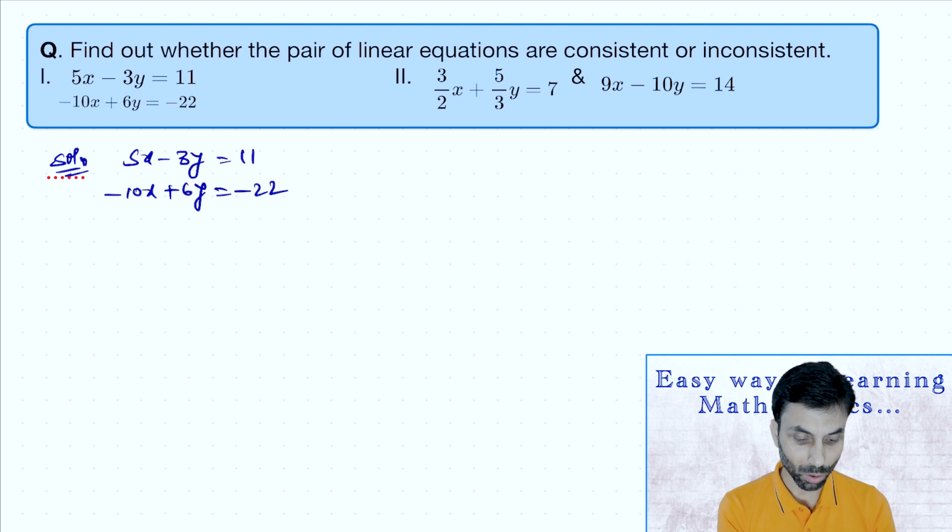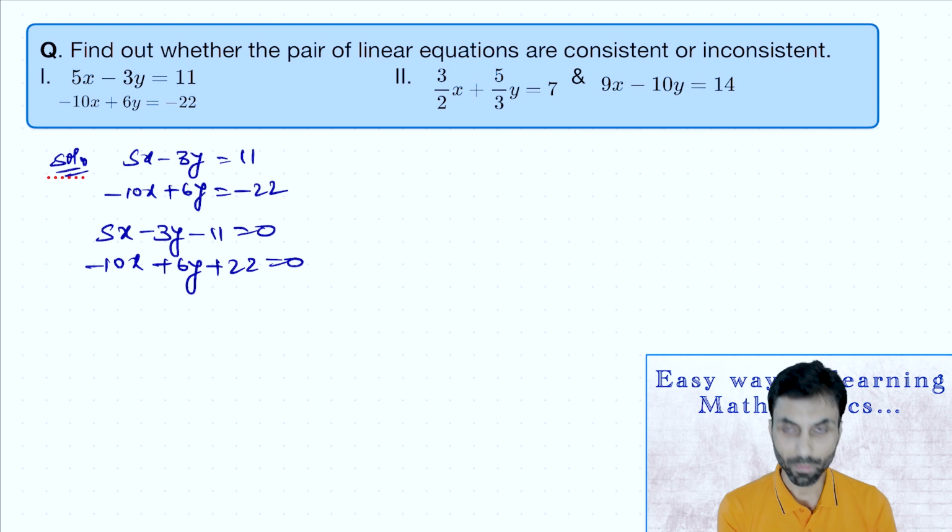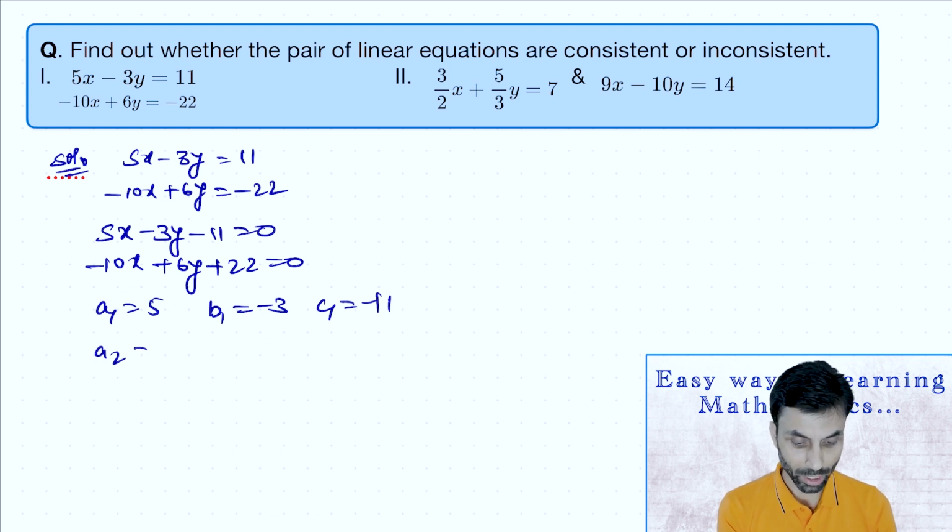So if you write the equations in the standard form, we'll get 5x minus 3y minus 11 equals 0, and minus 10x plus 6y plus 22 equals 0. Now the value of a1 is 5, b1 is minus 3, c1 is minus 11, a2 is minus 10, b2 is 6, c2 is 22. Let's find out the ratio.